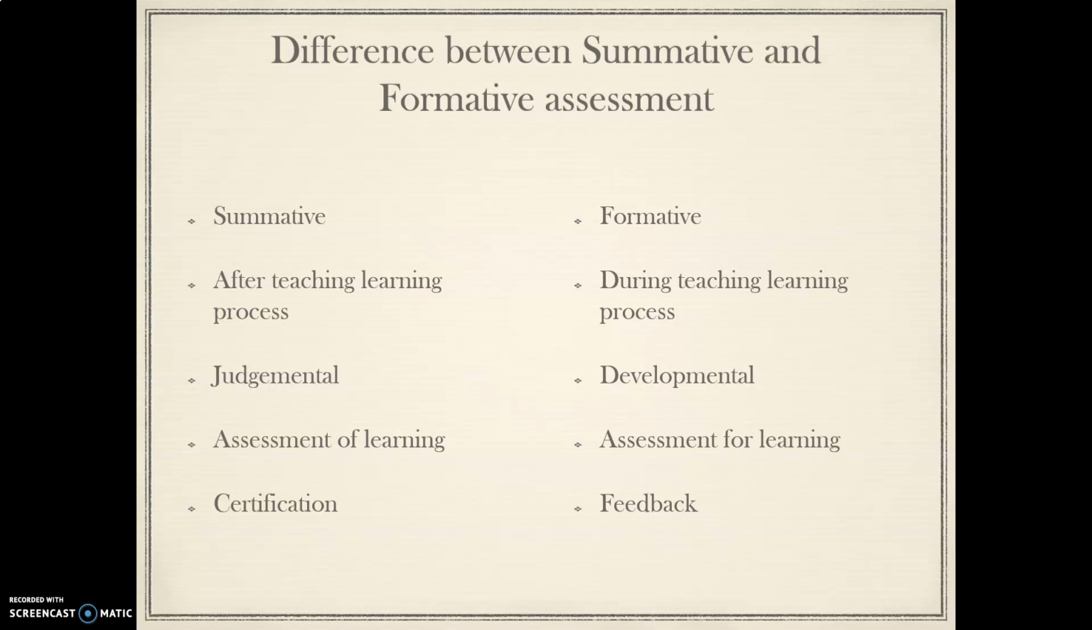So the main difference between summative and formative assessment is that summative assessment is done after the teaching learning process, formative assessment is done during the teaching learning process. Summative is judgmental in nature, whereas formative is developmental in nature. Summative is assessment of learning, formative is assessment for learning. The main purpose of summative is to give certification and promotion to the student, and the main purpose of formative evaluation is to give feedback to the student.